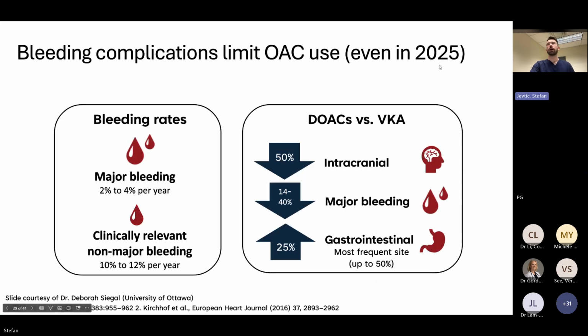But really, what we know is that with the DOACs, they generally have a favorable bleeding profile compared to warfarin. The risk of major bleeding is about 2 to 4%, maybe less with apixaban per year. And there's a significant reduction in the risk of intracranial bleeding and major bleeding compared to warfarin, but maybe a signal for higher intraluminal or GI-related bleeding.